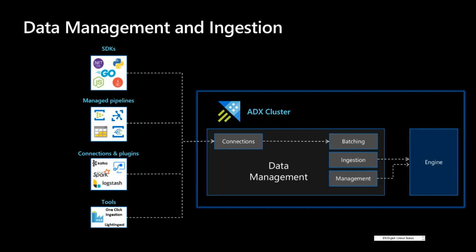Okay, so you can see here that from the architecture aspect, we try to provide as many pipeline ways as possible to ingest data into Kusto. The data arrives from different pipeline flows, whether it's one of our SDKs, one of our managed pipelines, which I will elaborate on in a second, one of our connectors or plugins, open source or Microsoft internal, and of course, one of our tools. We can ingest the data.